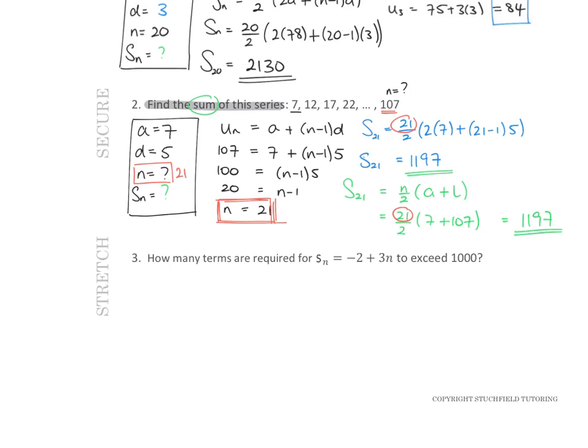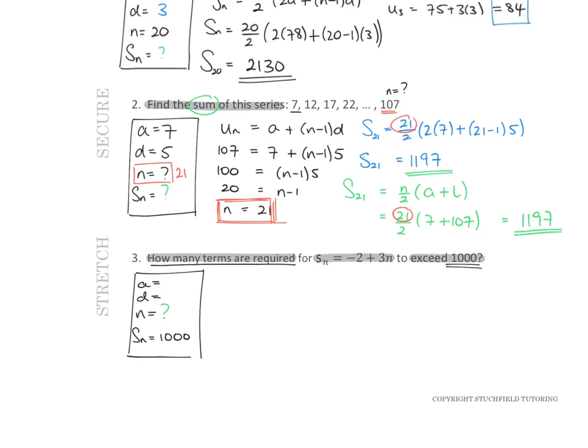Okay, question 3. How many terms are required for Sn to exceed 1,000? Okay, so again we're going to start with our box. A equals, d equals, not sure on those yet. How many terms are required? So n is what we're looking for. And actually we know what the sum is, so Sn is 1,000.